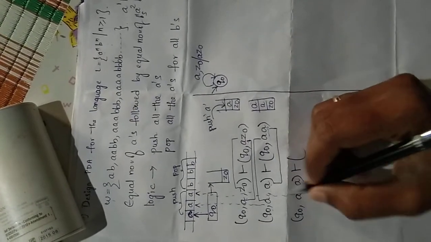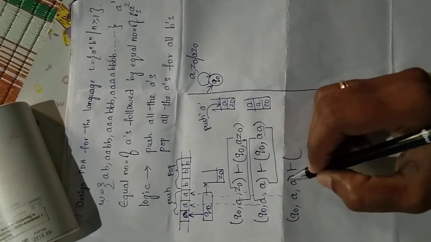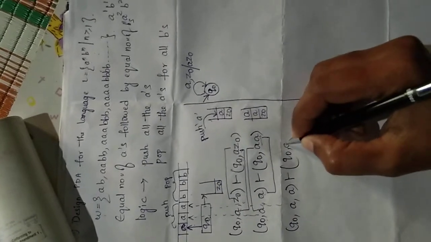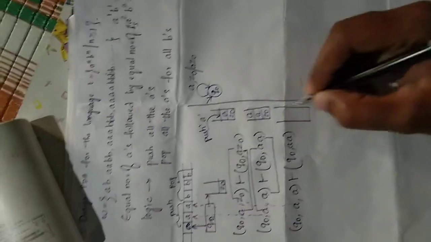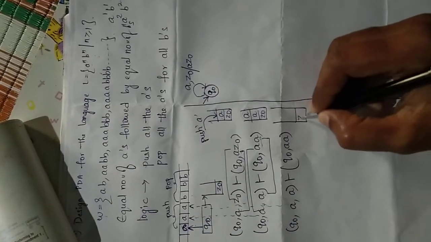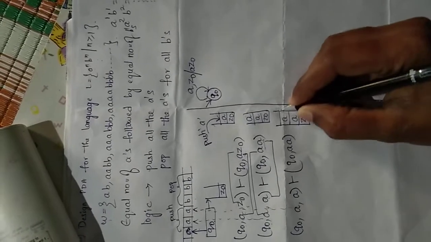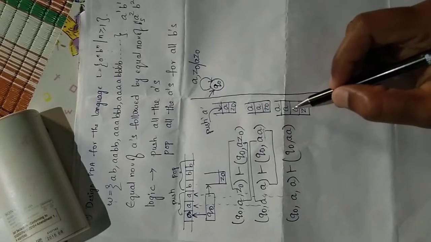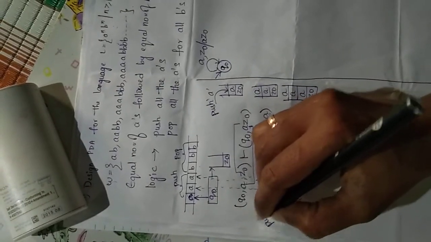Now see this one, the IDs are the same. State is Q0, input symbol is A, top symbol is A. So what do you have to do here? We need to take the same state and push the A symbol onto the stack. So up to here we are pushing the three input symbols, A symbols, into the stack. Now these are the push IDs.